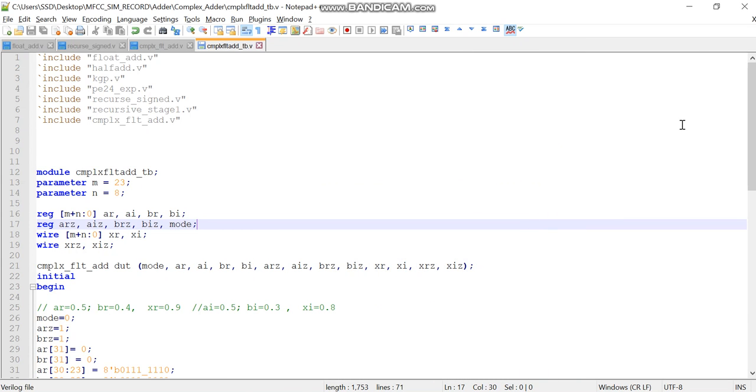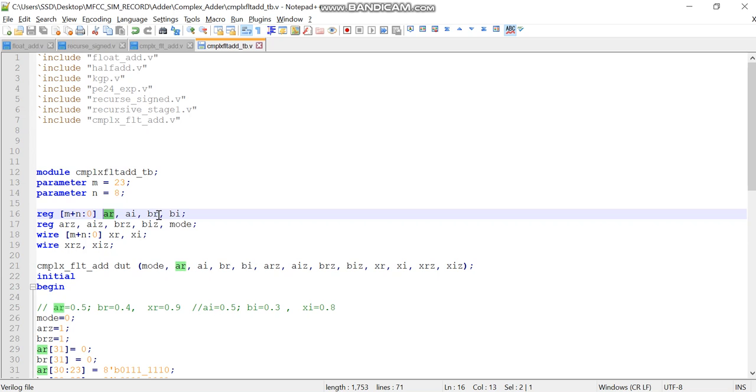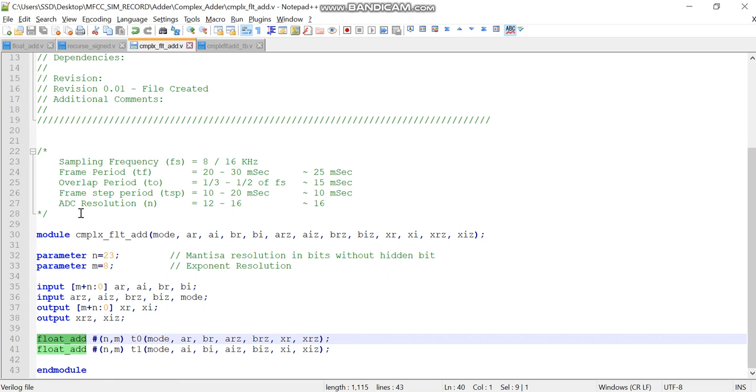This video shows the working model and simulation of complex floating point addition. So the complex numbers are taken, AR and BR with the real parts, and AI and BI being the imaginary parts. So this is the top module of the complex floating point addition.